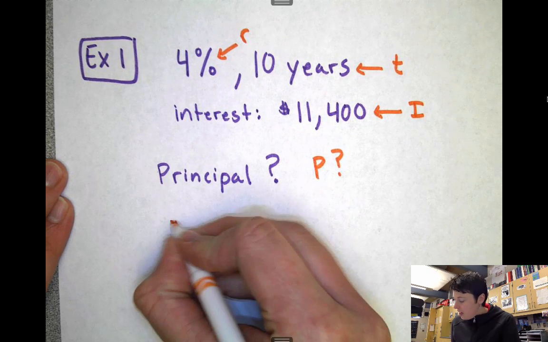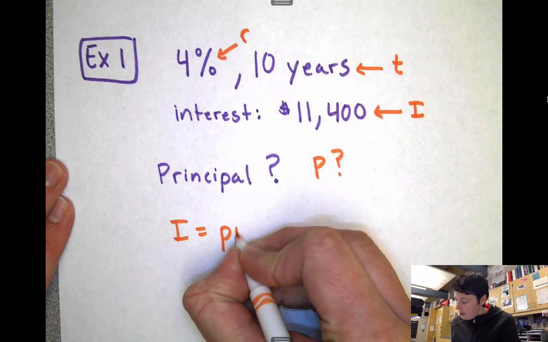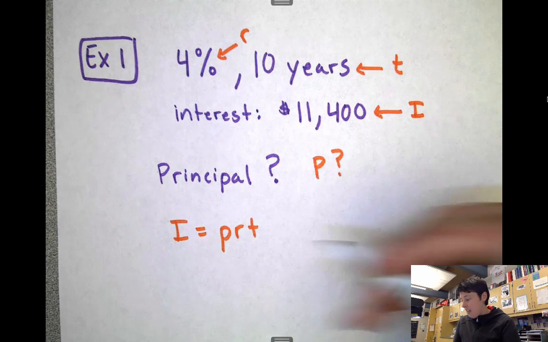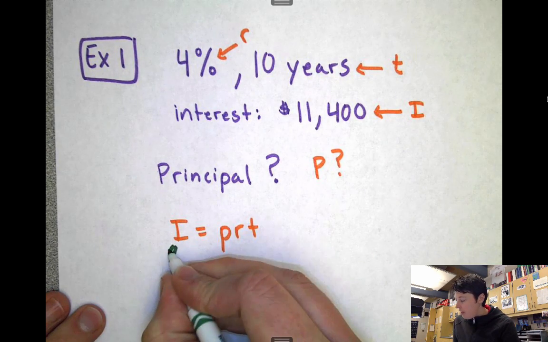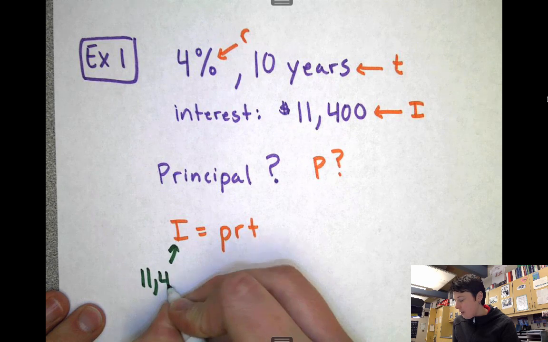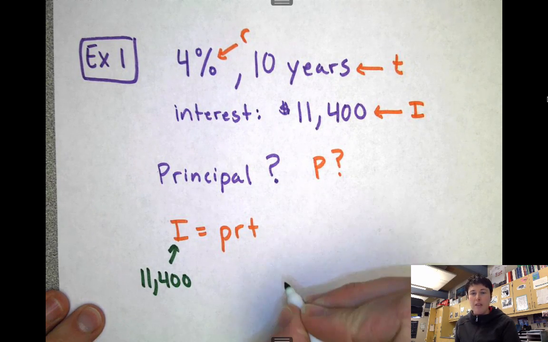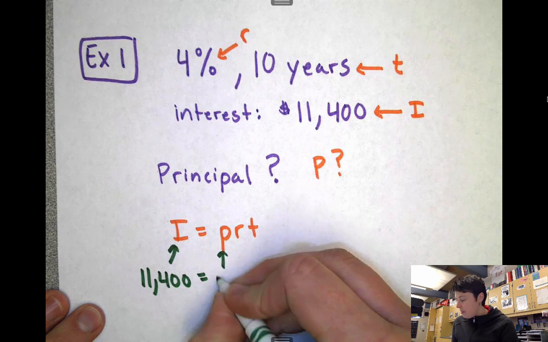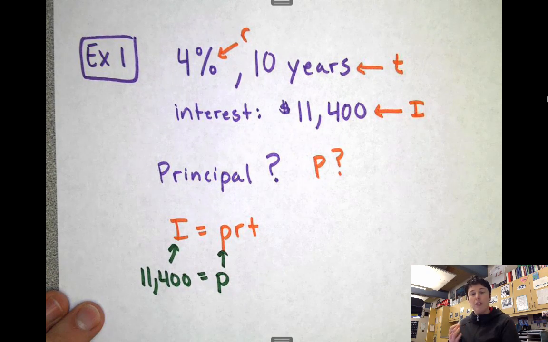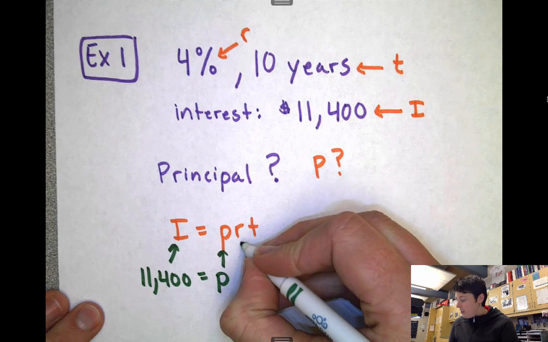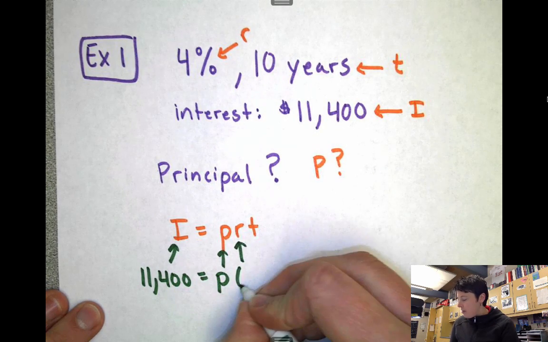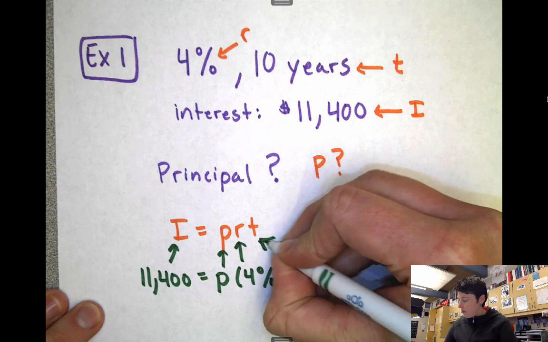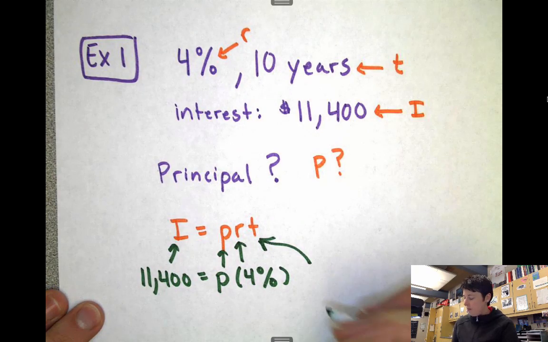So you know how it's I equals PRT? Well, let's fill in what we have here. We have I. We know that you paid an extra $11,400. A lot of money. We also know the rate, but we don't know what P is. P is the missing variable that we don't know. The rate is 4%, so we're going to times it by 4%. And the time is 10 years, so times 10.